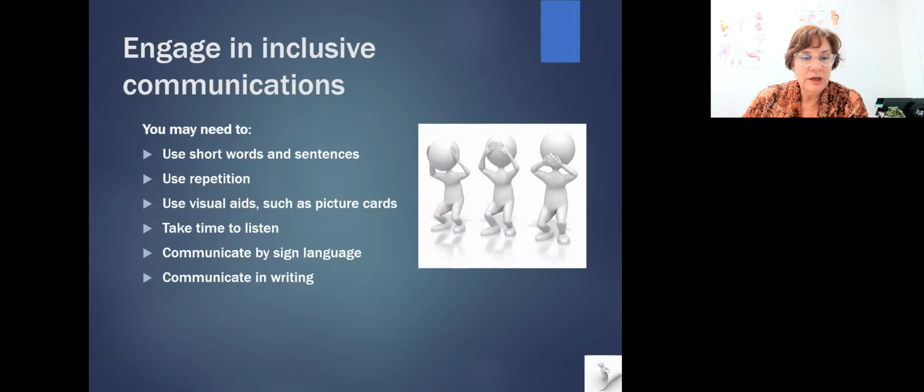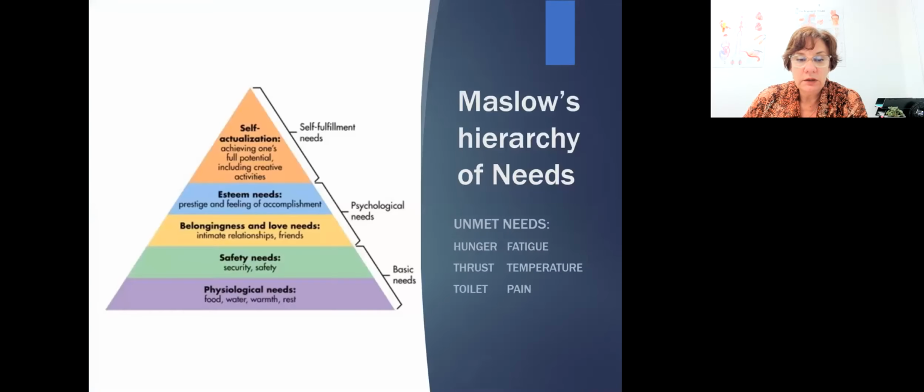So engaging in inclusive communication, when we're helping people that are struggling with the behavior, just calm down yourself. Don't you get all excited. Use short words and short sentences. Repeat yourself. Sometimes we might have to use visual aids if they can't understand it. Take time to listen. We may need to communicate in writing as well.